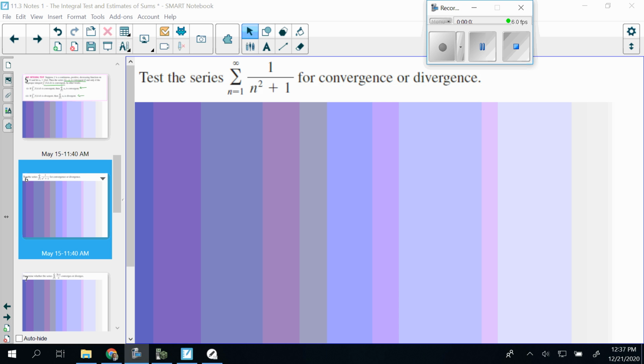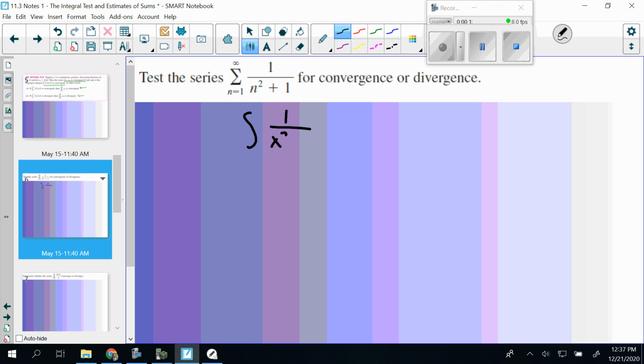All right, we're trying to decide, is this a convergent or divergent series? Well, looking at this integral, it appears if we just replace the n with an x squared, I think we can integrate this one and decide whether or not this is convergent or divergent by the integral test. So we've got to figure out what's the antiderivative of 1 over x squared plus 1.